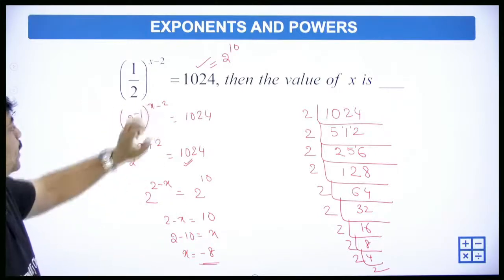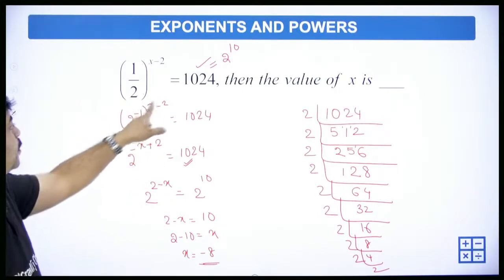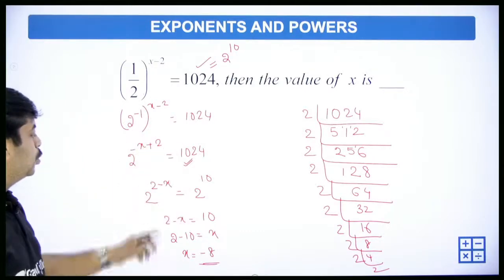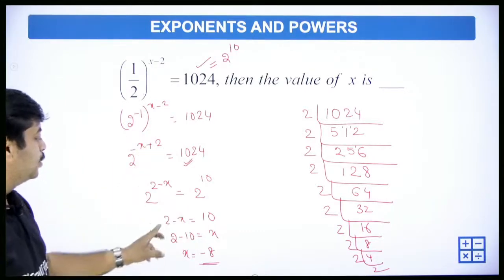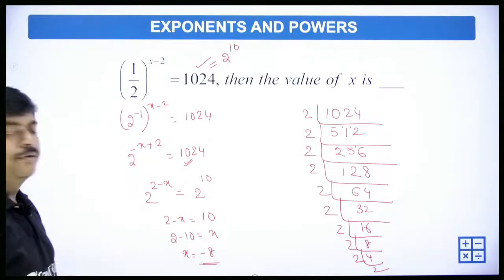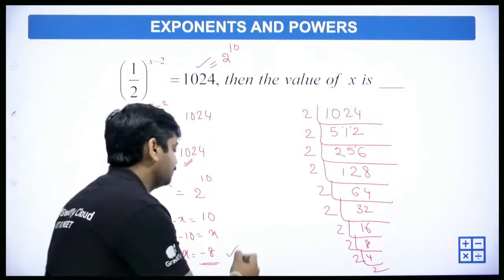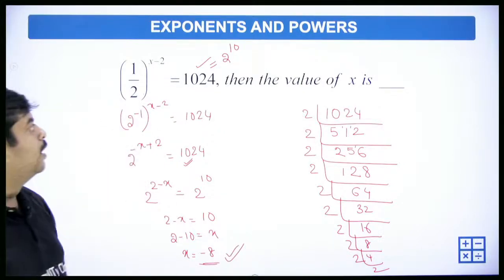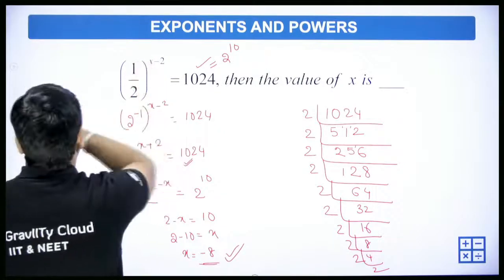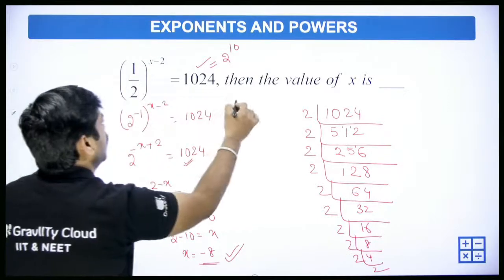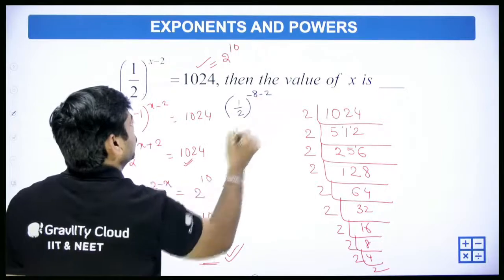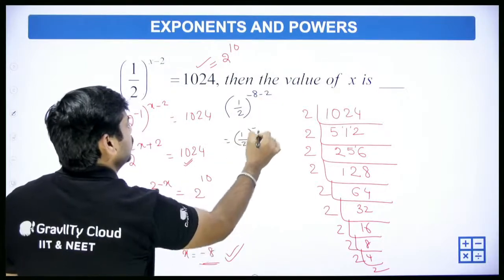Once again, carefully check that. Minus 1 whole power x minus 2: minus x, and minus 1 times minus 2 is plus 2. 2 power 2 minus x is 2 power 10. 2 minus x is 10, and 2 minus 10 is x. So from here you get x is equal to minus 8, right? You can verify that by putting x equal to minus 8 back in the equation: 1 by 2 whole power minus 8 minus 2, which is 1 by 2 whole power minus 10.